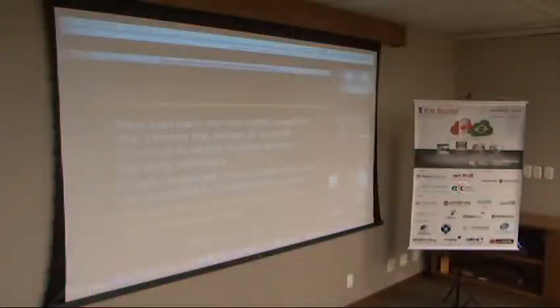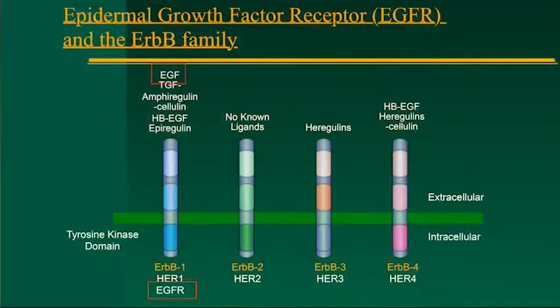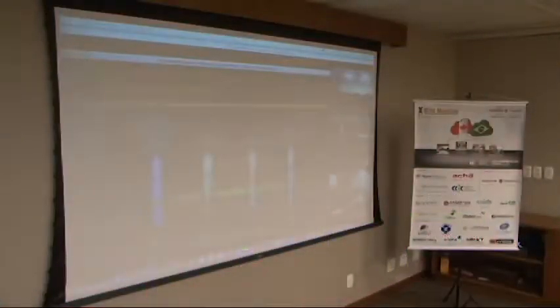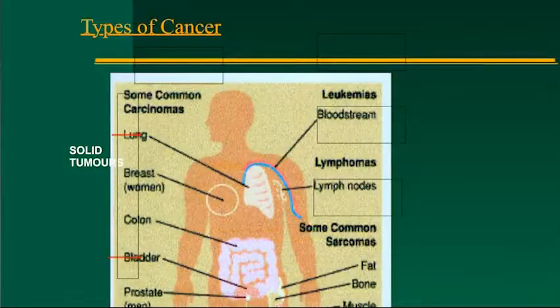Now, this type of molecule is designed to target a marker called EGFR, the epidermal growth factor receptor. The epidermal growth factor receptor is a transmembrane receptor which is overexpressed in many tumors, in many tumor types, including the lung, the breast, the colon, the bladder, and the prostate, etc.